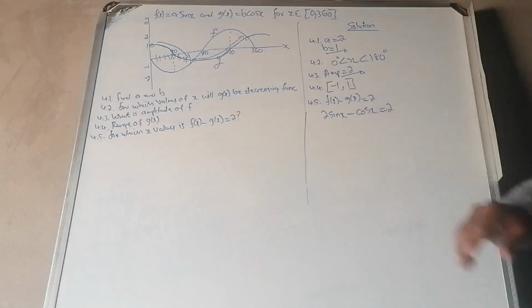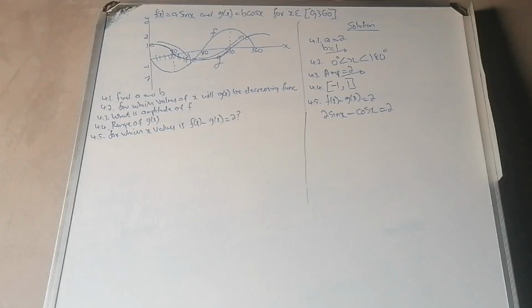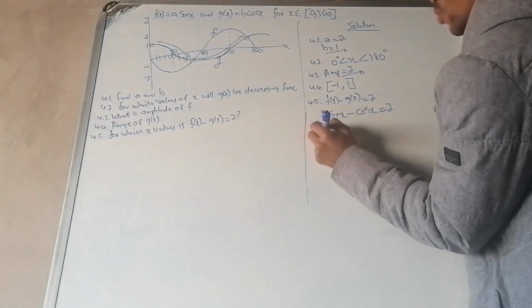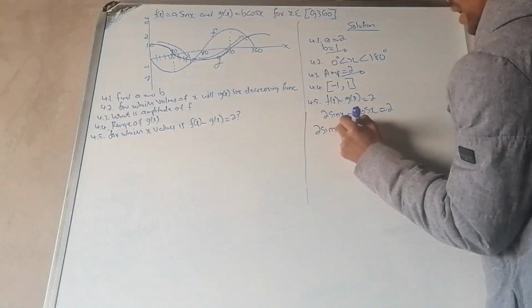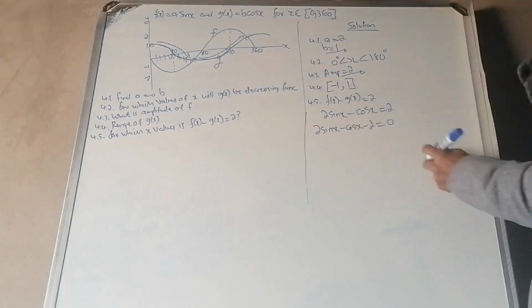Will we ever simplify this? Will we ever simplify that? 2 sine x minus cos x. If in the question we are given 2 sine x minus cos x minus 2 equals 0.